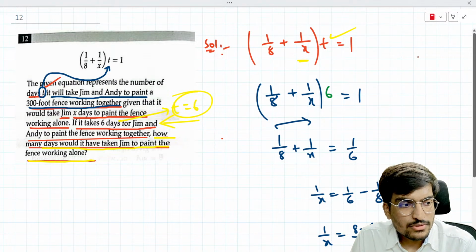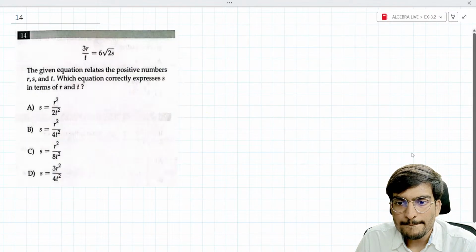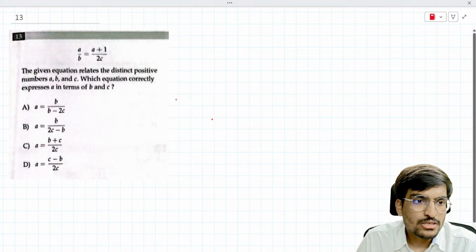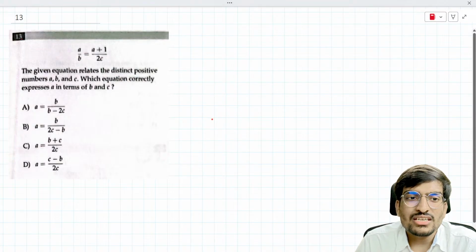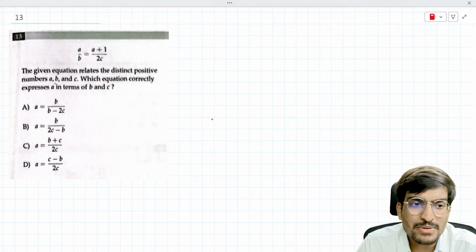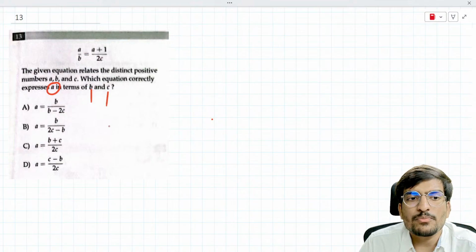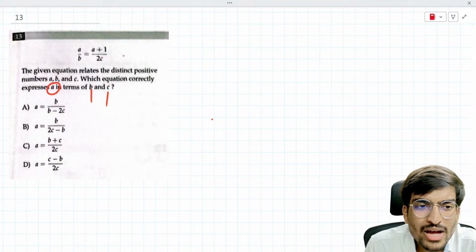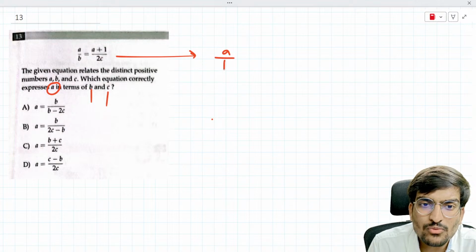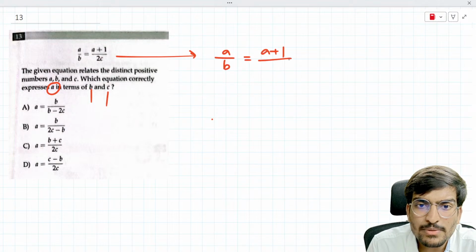I'm moving on to the next question. Question 13: the given equation relates the distinct positive numbers A, B, C. Which equation correctly expresses A in terms of B and C? I told you how to solve these kinds of questions. A by B equals A plus 1 by 2C.